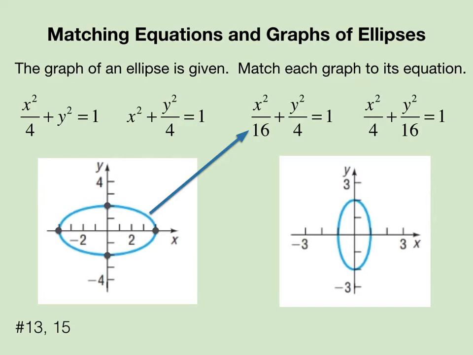Now in the next example, my major axis is my y-axis. The vertices are 2 and -2. When I square that, I should get 4 underneath the y squared term. As far as my x-intercepts, it's 1 and -1. When I square that, I get 1. So the equation that makes sense for this graph is x squared over 1, or just x squared, plus y squared over 4 is equal to 1.